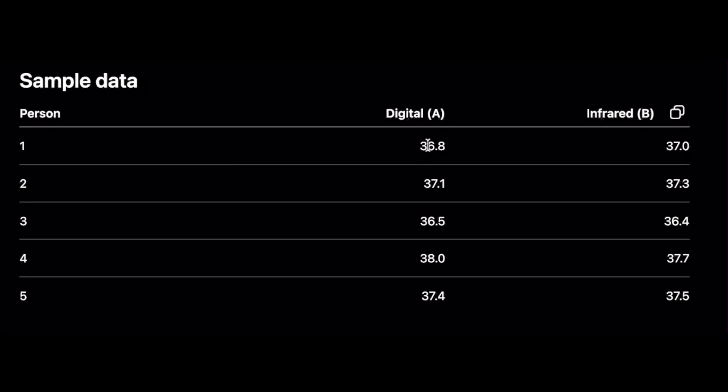So for the digital one, you can see you have 36.8, then one read at 37.1, then one read at 36.5, and the other 38 and 37.4. For the infrared, the first person read with the infrared approach at 37 degrees, then it was 37.3, 36.4, and so on and so forth. So now we're going to do the averages.